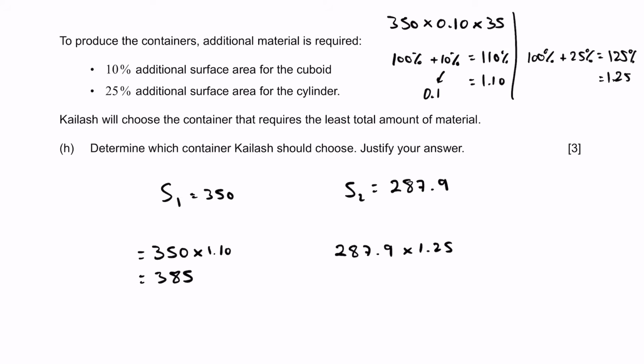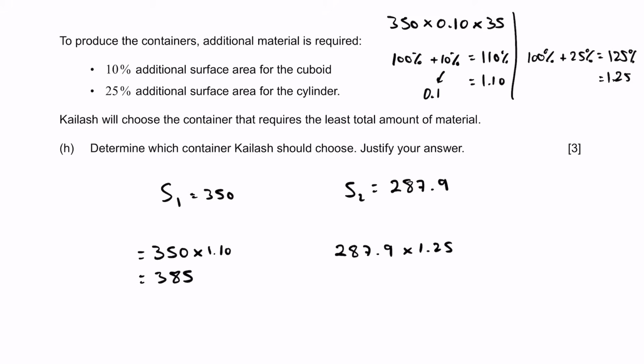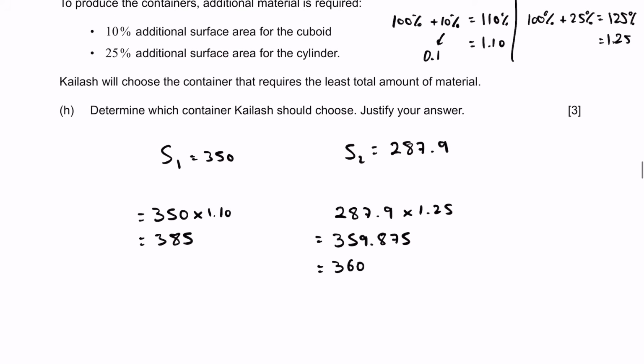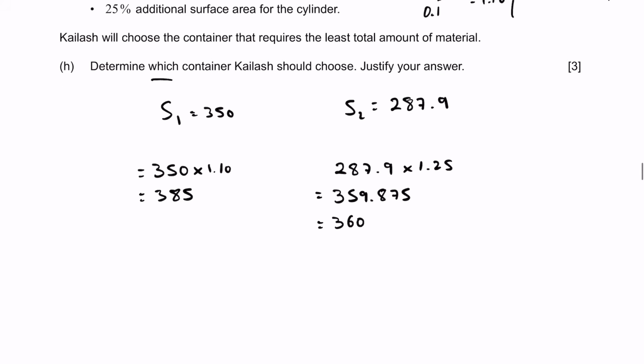Let's go to the calculator. 287.9 times 1.25. This is equal to 359.875. Let's write that out. 359.875, or to 3 sig figs, this would be 360. So, which container should Kyla choose? He should choose the cylinder.